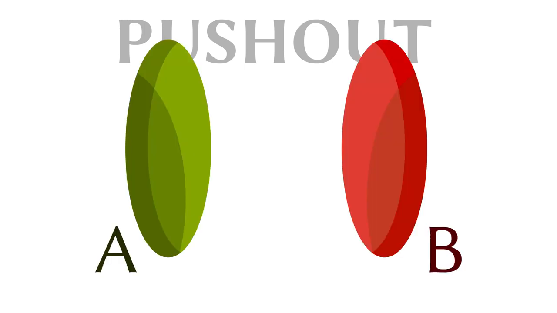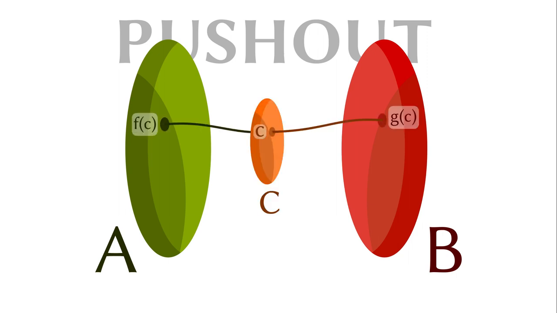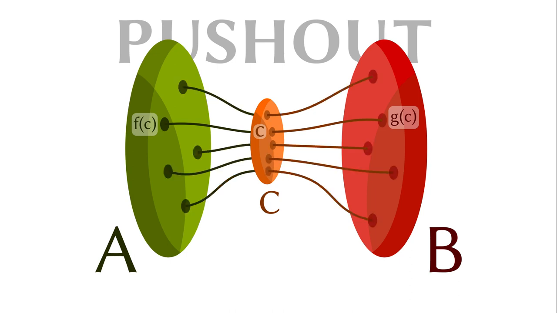Let's start with two types A and B. Now, we add a type C in the middle. For any point c in the type C, we will add a path from A to B where the endpoints are given by two functions f and g. Every point in C generates a path.